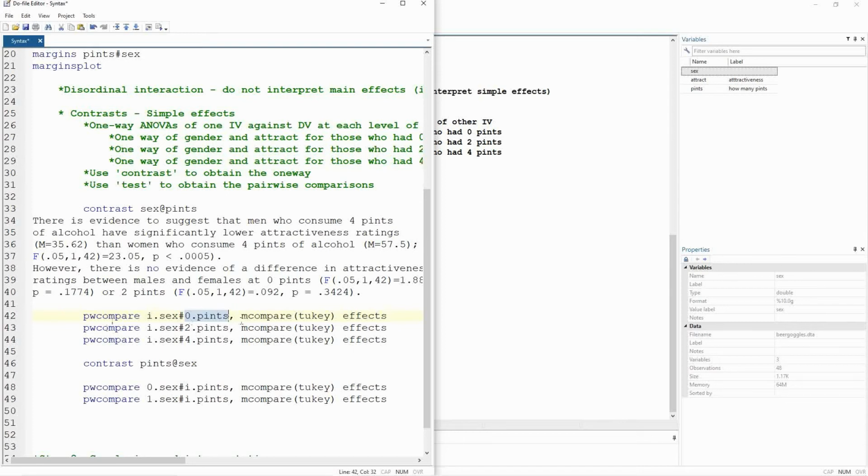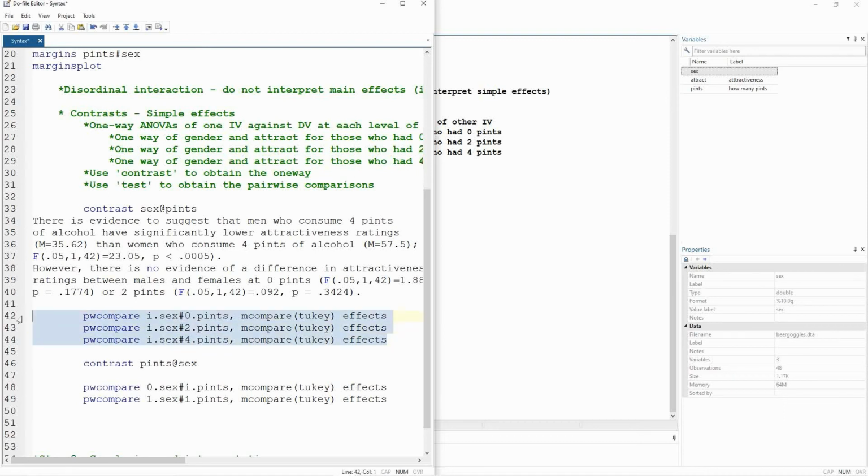The brilliant thing about pwcompare, which we don't actually get with contrast, is I can then also adjust it. So I can put in mcompare(tukey), because we have equal sample size, and last week we said that this was post hoc. There were no hypotheses. And then I can ask for my effects, and that'll give me my p-values and my t-statistics. So all that's happening is I'm using i.sex to say all levels of gender, and then 0.pines only at 0 pines. And then I can do the same thing at 2 pines, and then the same thing at 4 pines.